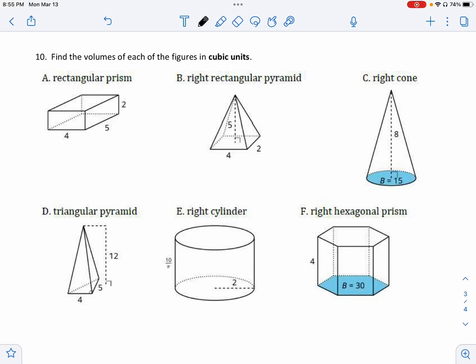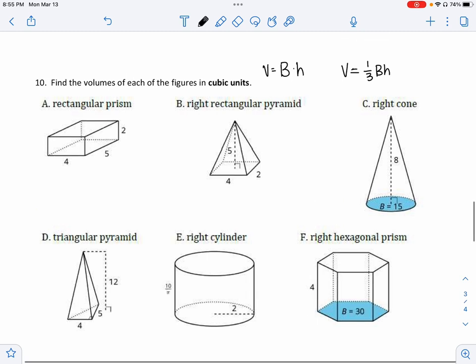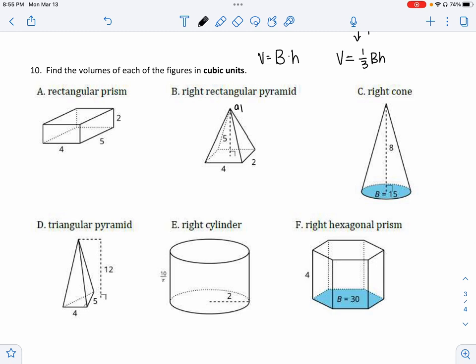For part two, we have to take the volume of each of these figures in cubic units. For some of them, we will use the regular equation of volume equals area of the base times the height. But for those that come to an apex, it'll be 1/3 times the base times height. And this is the ones that come to an apex or the point. So like this on B is an apex.